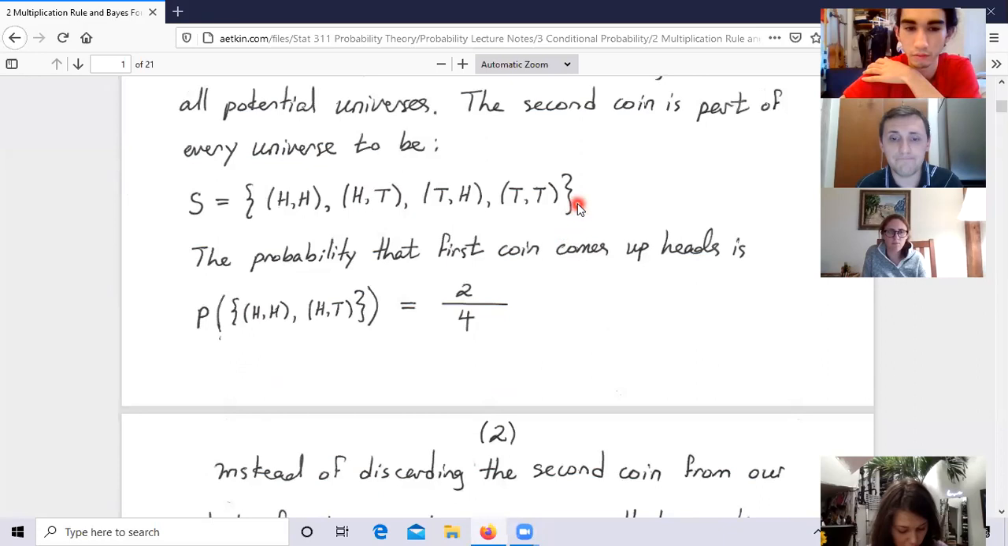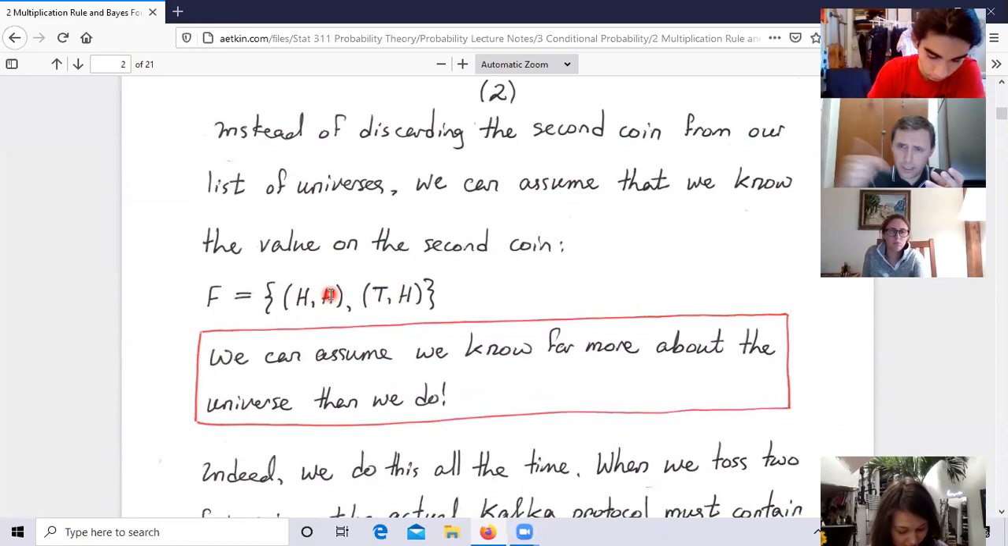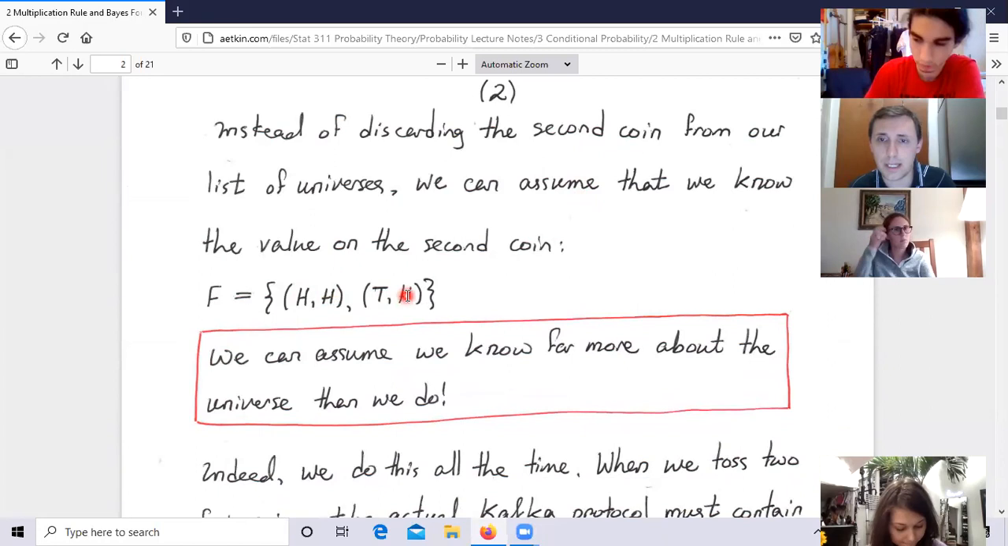Now, here is what I imagine doing instead, right? Instead of actually ignoring the second coin, I imagine that I know definitely it came out to be heads, okay? So I still have two possibilities, but I do not ignore the second coin. I actually imagine I know about it far more than I actually do. Because when I toss it, it's unknown whether it comes up heads or tails, but I'm assuming I am residing in a universe where, let's say, the second coin happened to be heads.